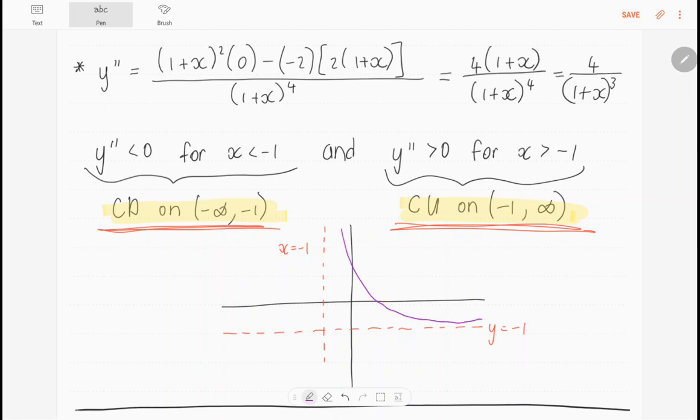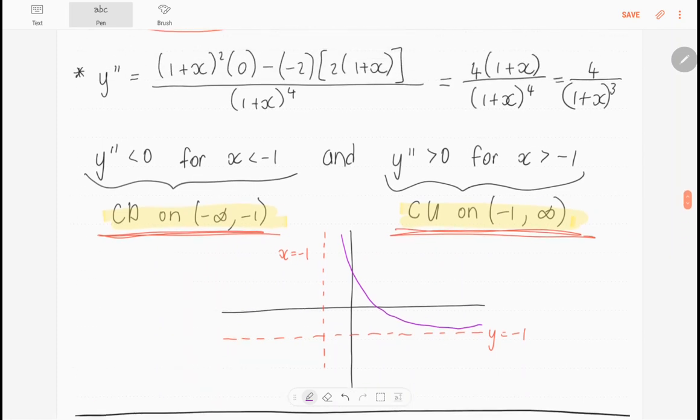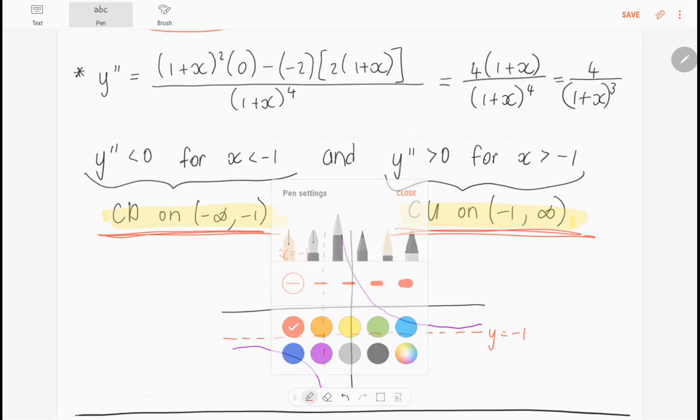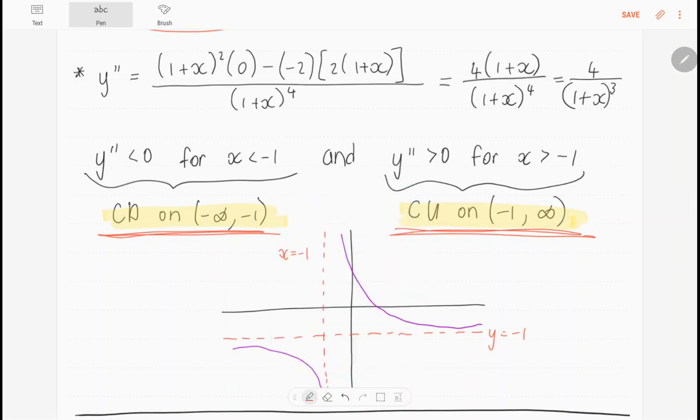You can also find your x and y intercepts simply by putting x equal to 0 or y equal to 0, as we usually do. This is the end of the procedure exercises. In the next video, we'll be looking at the principal exercises.